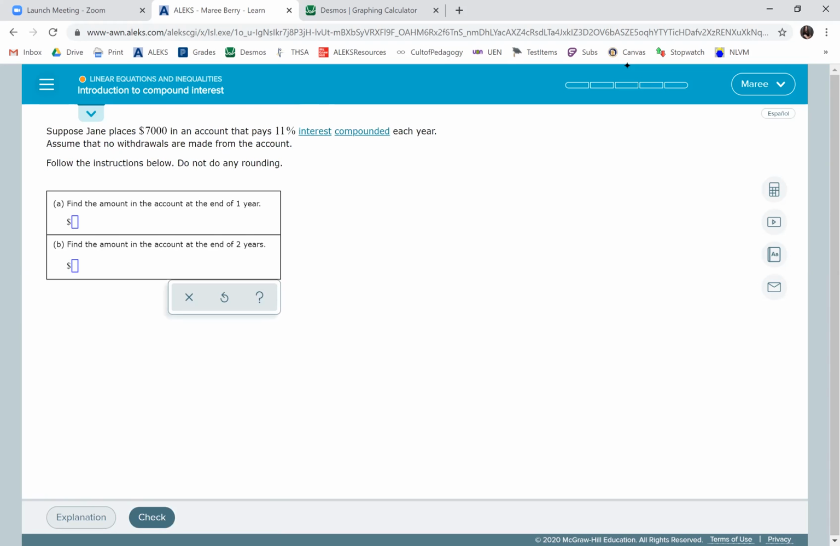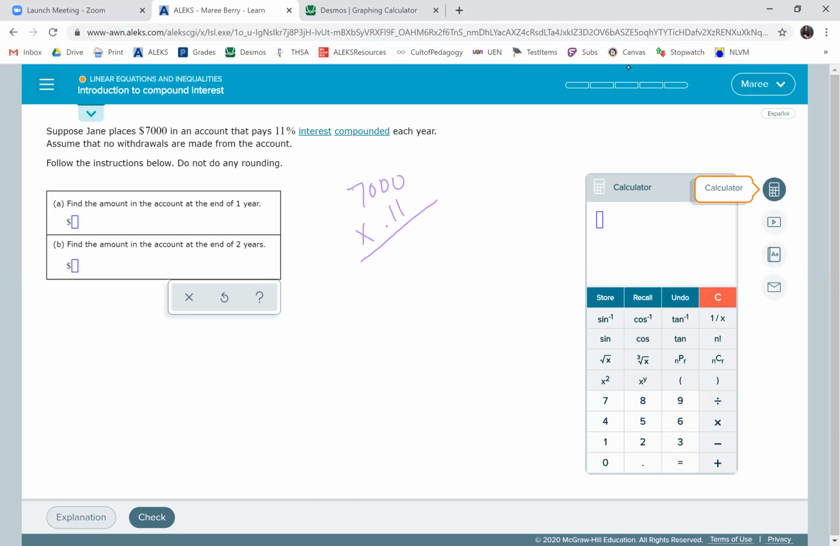So let's do an example here. We are going to take 7,000 times 11%. That's going to get us the interest that is earned. So it's not going to get us the total at the end of the year, just the interest that's been earned. And that's $770. And then we add that to the 7,000 that they had at the beginning. So it's going to be 7,770. So that's how much is there at the end of the first year.